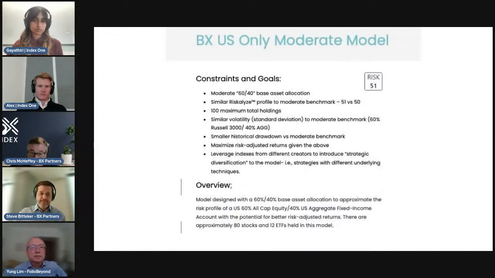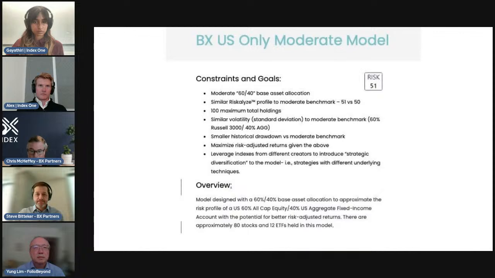So we created these indices mostly with a much more compact number of holdings, 10, 25, 40, 50, a really manageable number of holdings so that you can create a portfolio that doesn't have 27 pages of holdings listed. And you don't have to do, for example, 200 trades to do your tax loss harvesting, right? So we wanted to do this by blending our strategies, by having superior risk-adjusted returns and similar risk to a moderate benchmark. In this case, we chose the Russell 3000 and the aggregate, right?